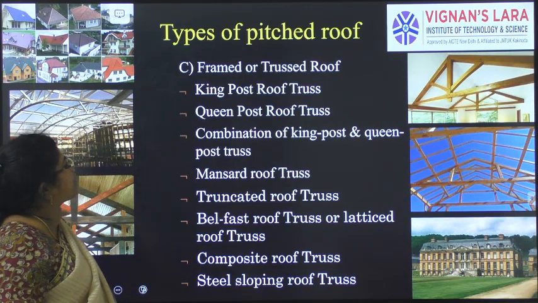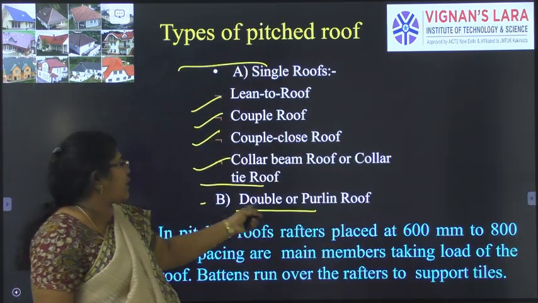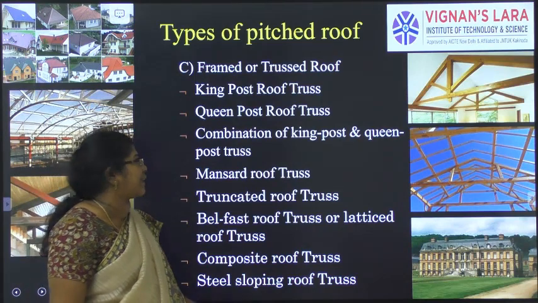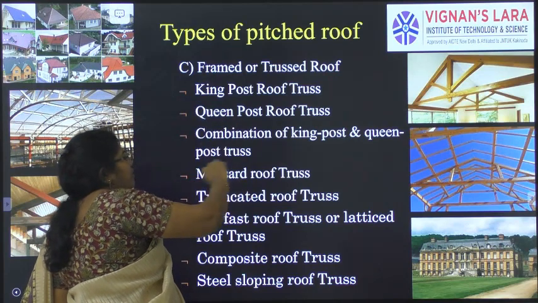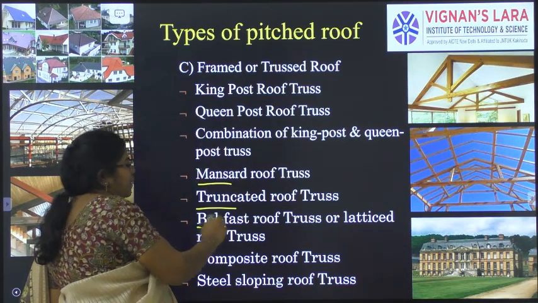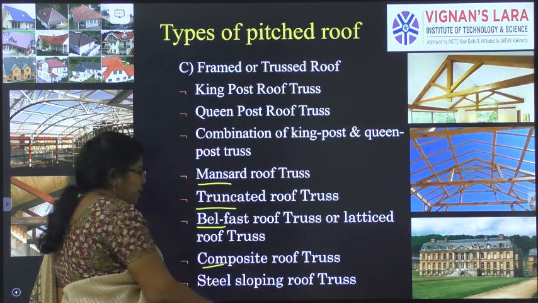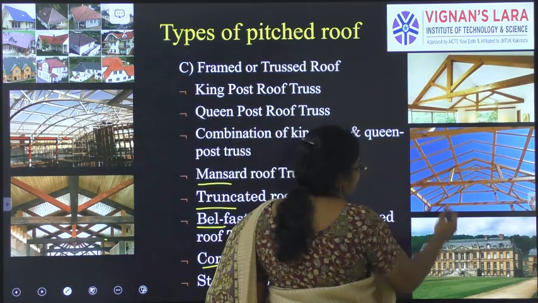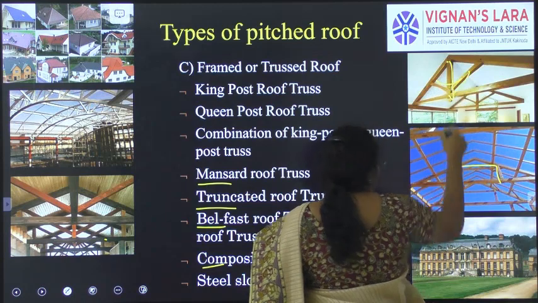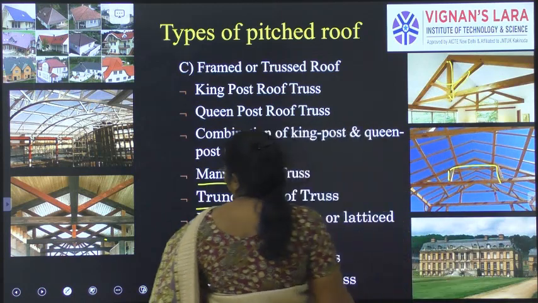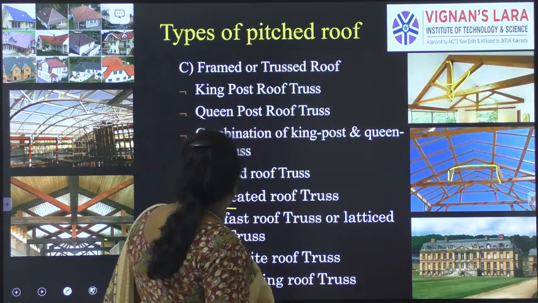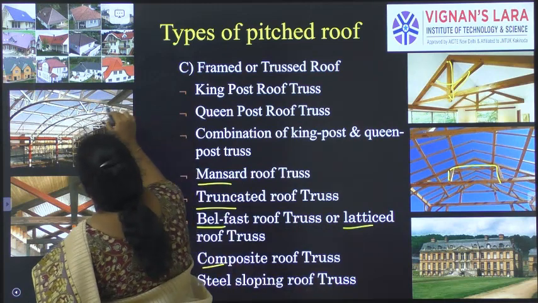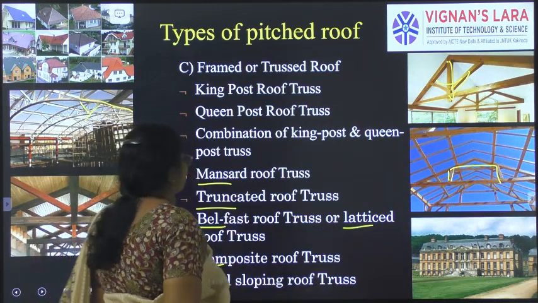Okay. So the types of the pitched roof: the first type is single roof, the second is double or purlin roof, the third is framed or trussed roof, which we will be seeing in the next class. King post truss, combination of king post, mansard roof truss, truncated Belfast truss, lattice roof truss, composite truss and steel sloping roof truss. You can see here, this is a king post, this is a queen post, this is a mansard truss, this is also a king post, and this is the lattice truss.